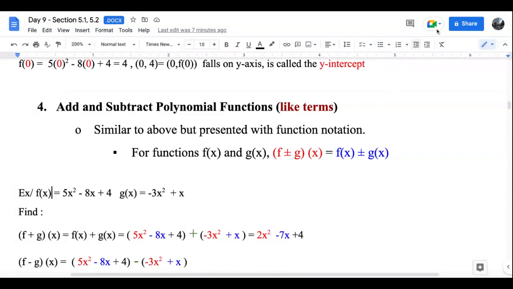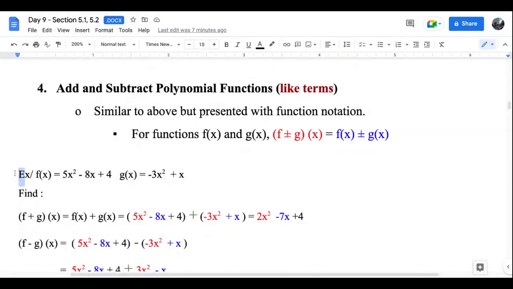Now let's see this. Okay, just make sure. So two functions here. Function f is a quadratic function, polynomial of degree 2. Function g is also a quadratic function, polynomial of degree 2.